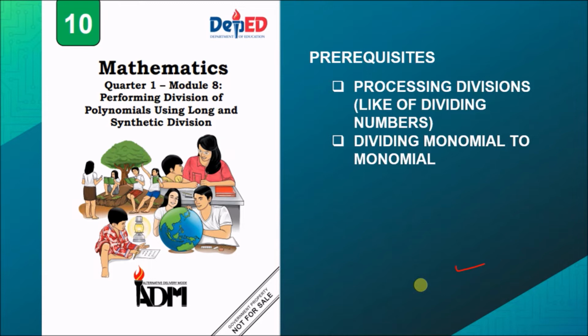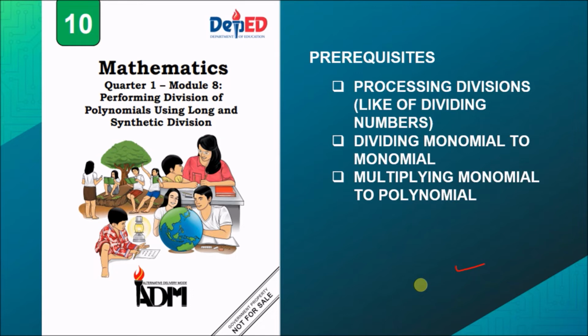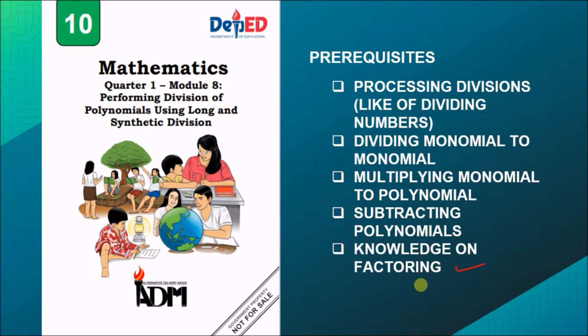If you know how to divide monomial to monomial during grade 7 and paulit-ulit na lang even up to grade 9, nadi-discover din yan. You are applying the law of exponent here, also in multiplying monomial to polynomial. Meron tayong distributive property, and ina-apply din natin ang law of exponent. We also have subtracting polynomials na kung saan ay you must know the rule of sign. Yung binabago natin yung sign ng ating subtrahend, kung minus, gagamitin natin is plus. And we also have the knowledge of factoring.